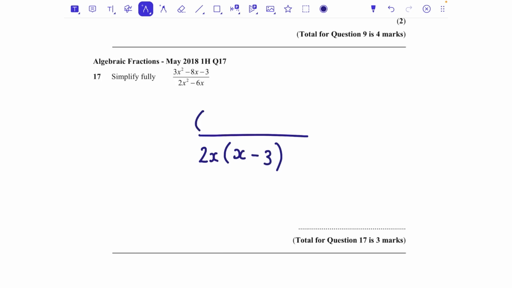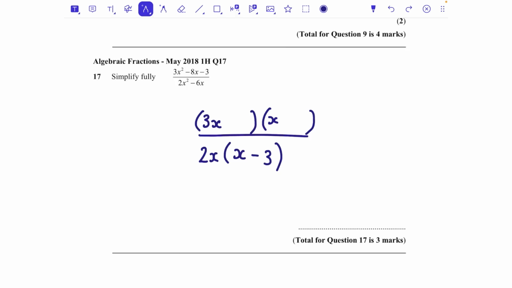For the numerator, now I know that with these questions it would be very boring if nothing cancelled. So I know that it's probably going to be 3x and x here to make the 3x squared. And then because this bracket is x minus 3, I'm pretty sure this one's also going to be x minus 3, because otherwise nothing's going to cancel and it would be pretty boring.